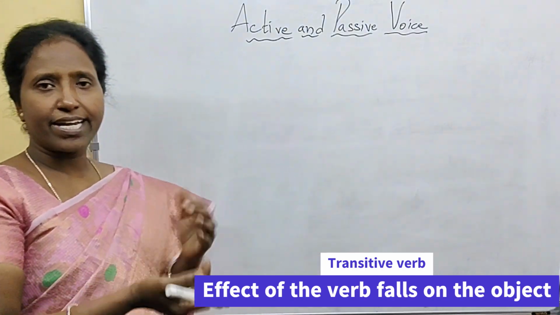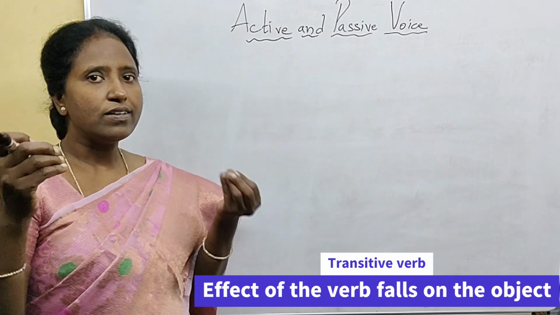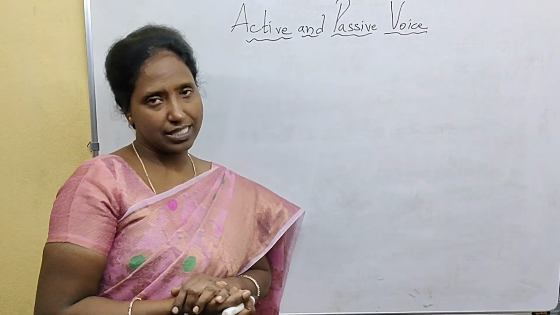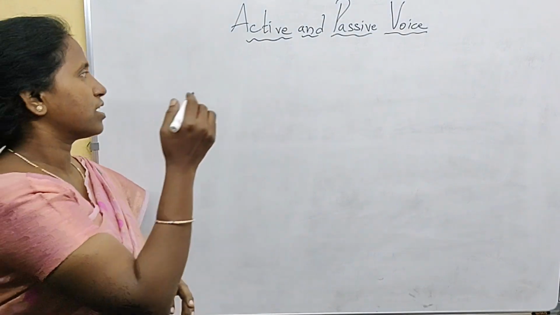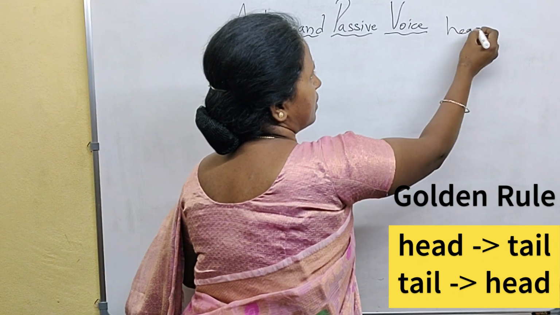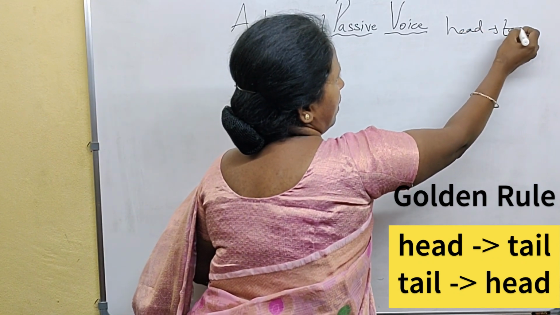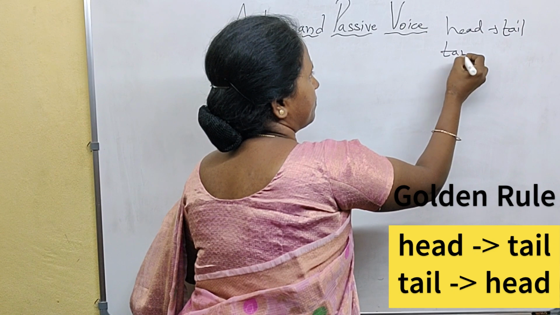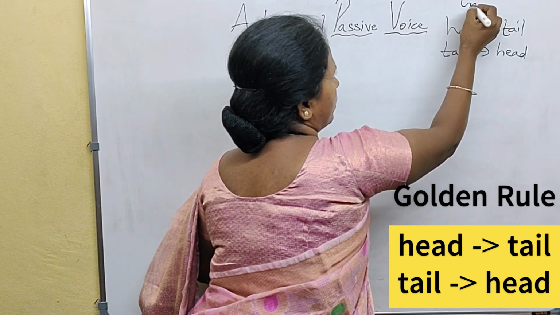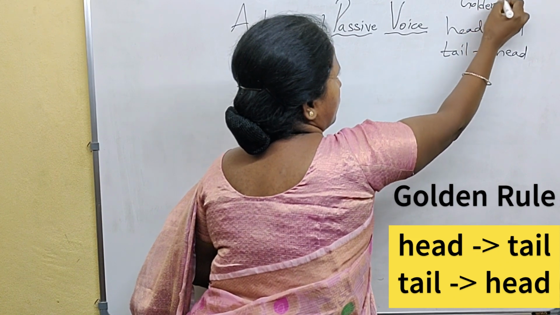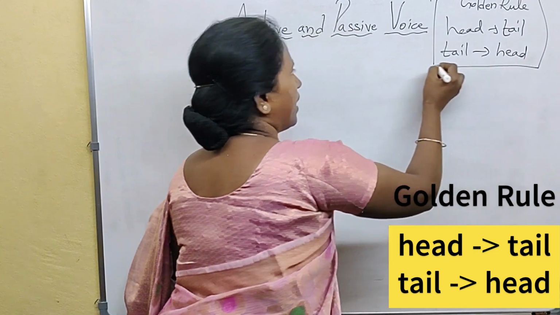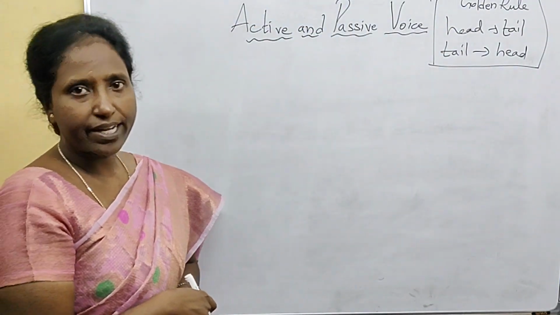Okay, now I will get into the video and just give you some small tips on how to make active and passive voice easily. Okay, so this is how we make it. The golden rule here is the head becomes the tail and the tail becomes the head. This is the golden rule. Okay, golden rule is head becomes the tail, tail becomes the head. Okay, so I will explain to you how.